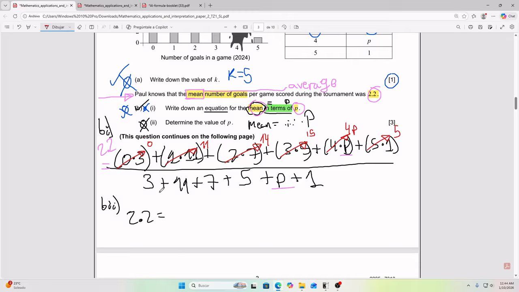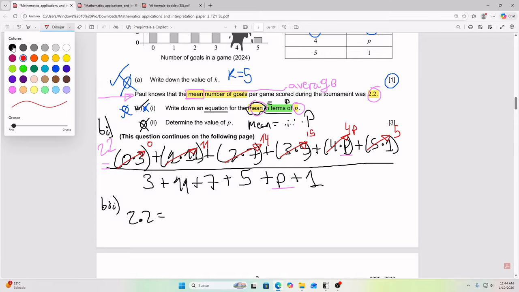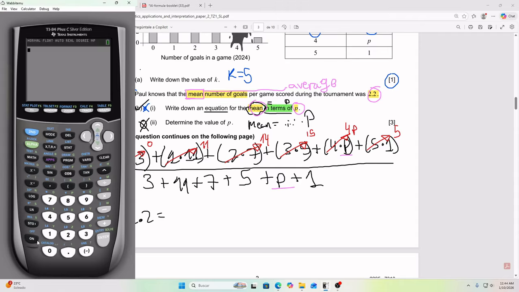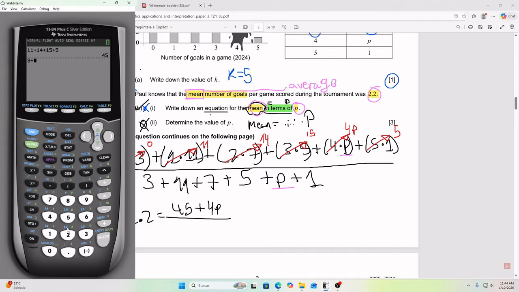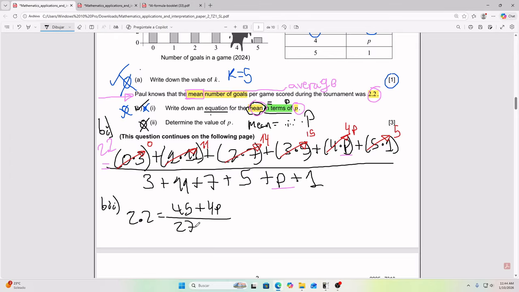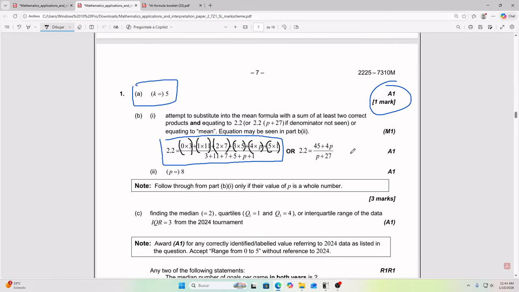On the bottom, we see that we have 3 plus 11 plus 7 plus 5 plus 1, and then the p next to it. So all of that being said, we can add this stuff in red. The stuff in red is 11 plus 14 plus 15, the 4p not yet, and then the plus 5. So that means up top you end up with 45 plus 4p. And on the bottom you have 3, 11, 7, 5, 1, not counting the p, 27. So 27 plus p. So this is the first step, which should be the same as here. And as far as I can tell, it is.